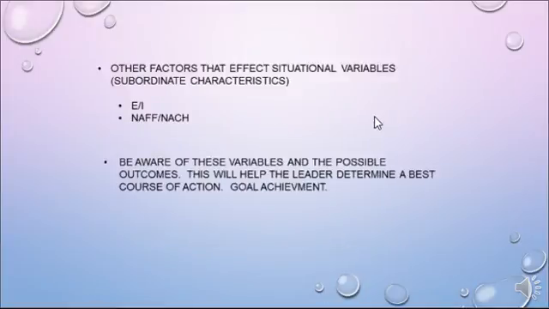Be aware of these variables and the possible outcomes, and this will help a leader determine the best course of action to help the subordinate achieve their goal. And goal achievement will help everyone involved. And with a little bit of knowledge of how your employee works, what makes them tick, you will be able to adjust your leadership behavior to help remove those barriers and thus allow your employee a better chance of achieving their goal and giving them more motivation.